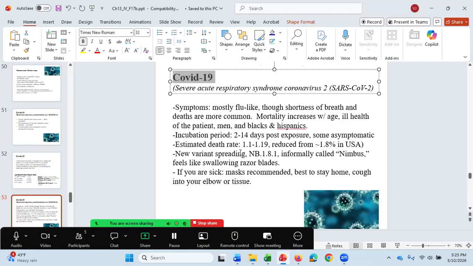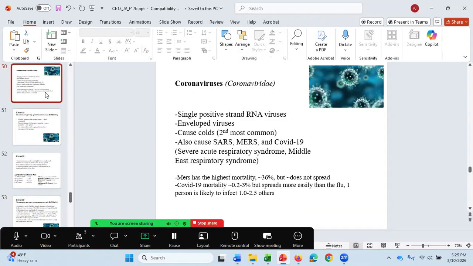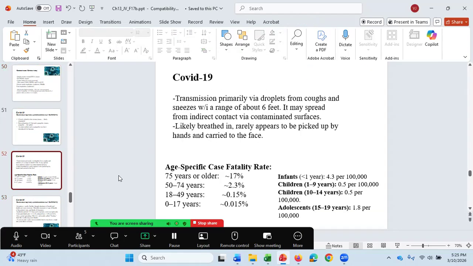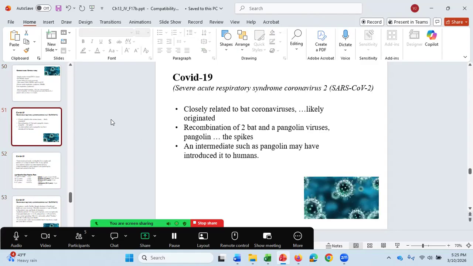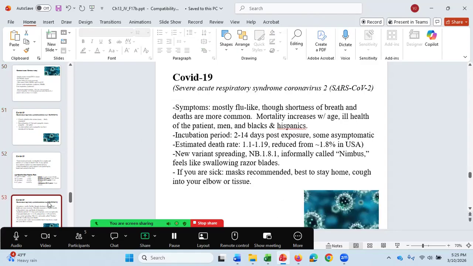The estimated death rate, I think this is the new one because that's lower than I had before. Yes, the estimated death rate has dropped as COVID-19 has changed. So the estimated death rate is around 1.1%, reduced from 1.8% in the USA. Over time, COVID-19 became less lethal. That especially happened with the Omicron variant, if you remember that variant.